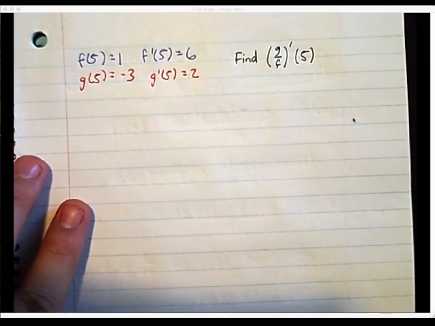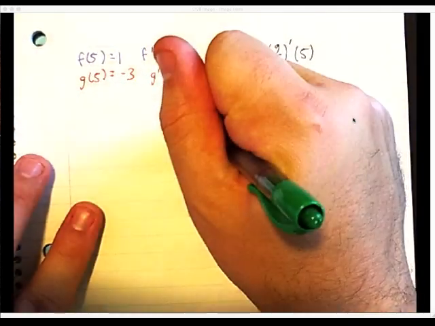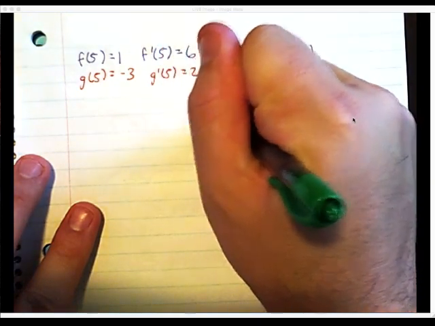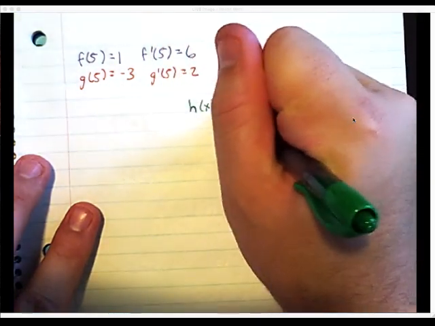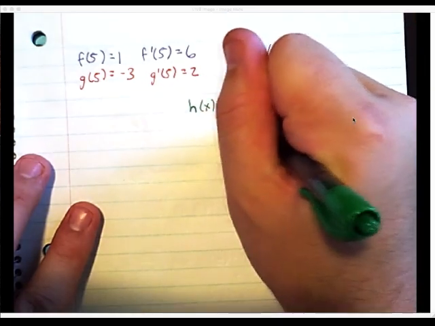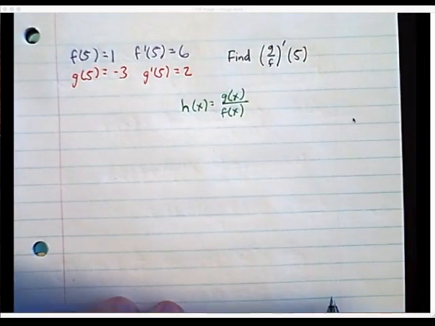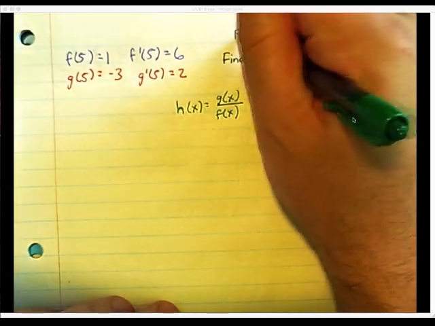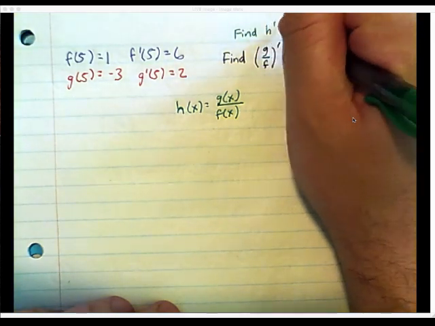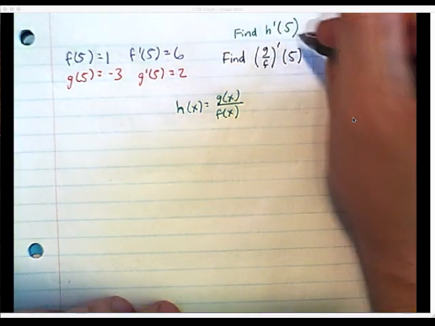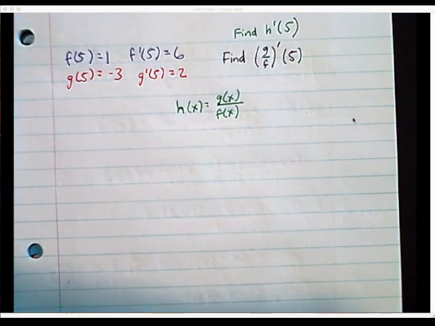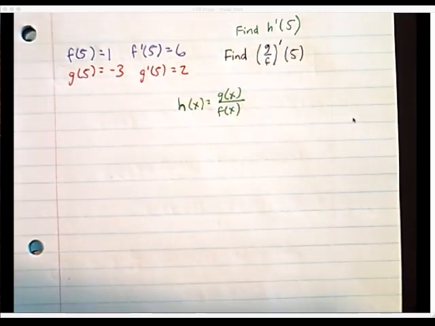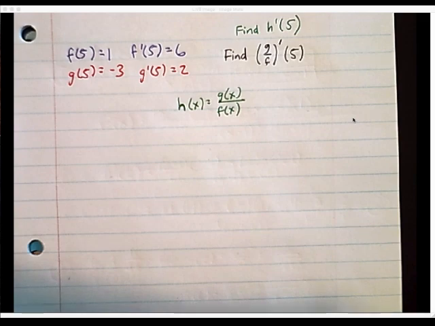So I know it's kind of complicated notation, so let's let h of x equal g of x over f of x. Okay. So now if I do that, what I'm really trying to find is h prime at 5. I just defined a new function. I said h was the quotient. Before I can find h prime of 5, I need to find what h prime of x is.